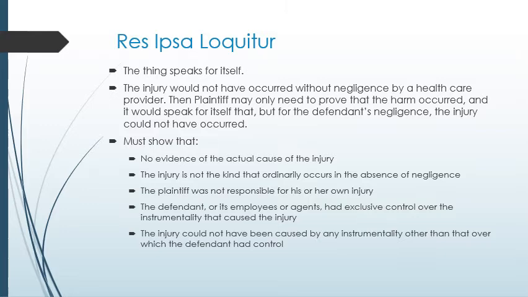And it must be proven that there was no evidence of the actual cause of the injury, but that the injury is not the kind that ordinarily occurs in the absence of negligence, and that the plaintiff was not responsible for his or her own injury, and that the defendant or his employees or agents had exclusive control over the instrumentality that caused the injury, and that the injury could not have been caused by any instrumentality other than that over which the defendant had control.